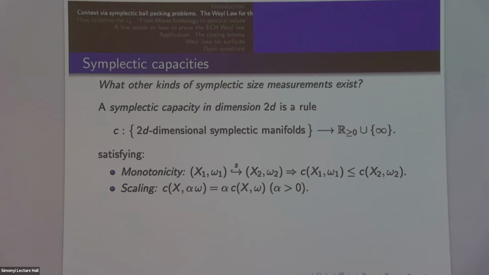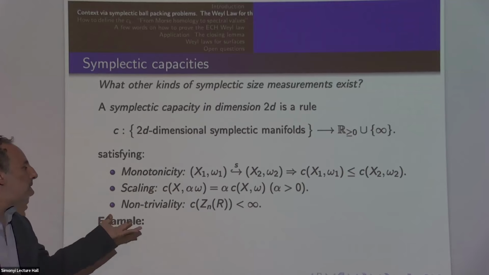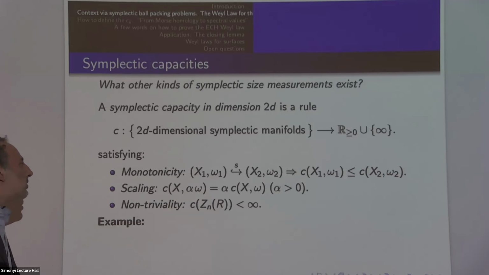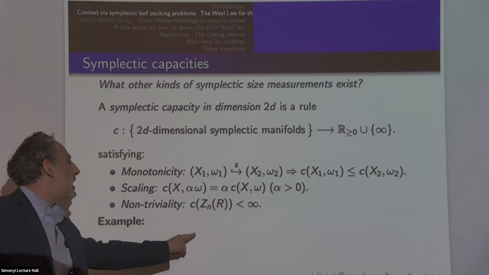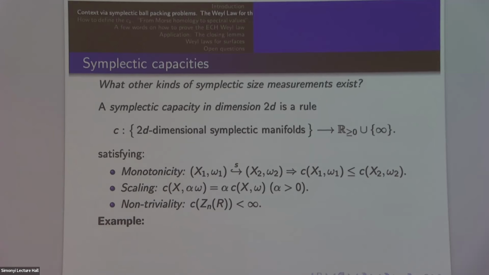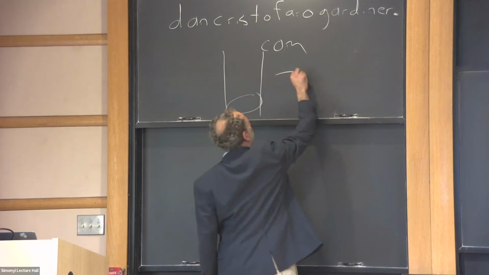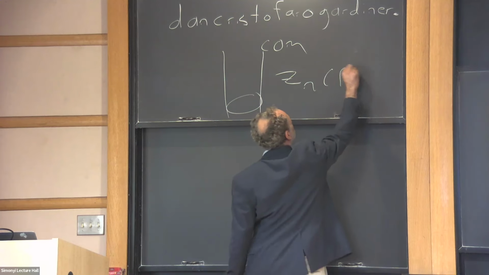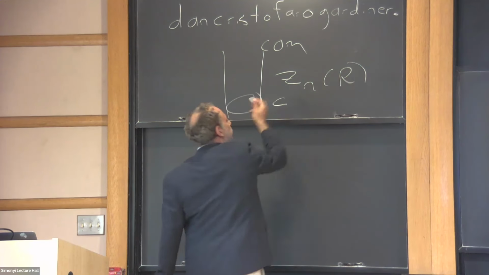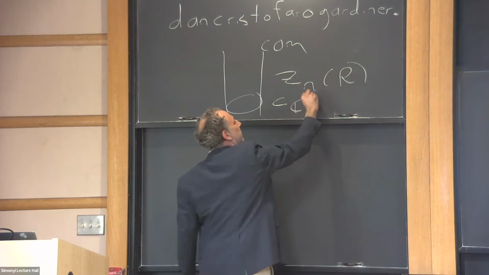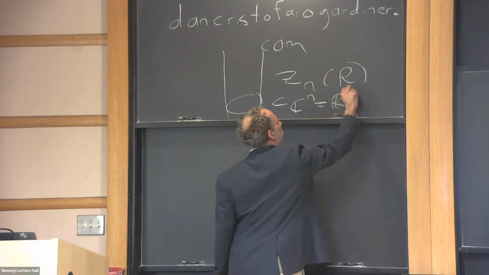It should scale reasonably. And to distinguish it from the volume, it's nice to guarantee that it is finite for the infinite cylinder. So this Z_n(R) is an infinite cylinder. I'll just draw it over here. It sits inside C^n, which has a standard symplectic form.